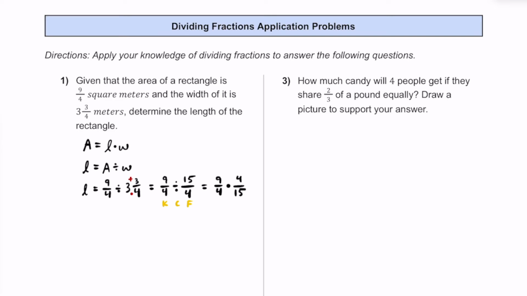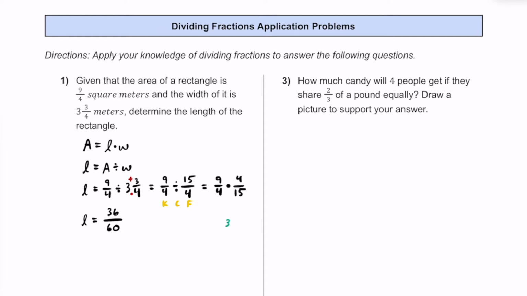All right, when we multiply fractions, what's nice about it is we can just go ahead and multiply the numerators together. So if we multiply 9 times 4, that's going to be 36 for the numerator. And then for the denominator, we just have this 4 times 15, and that's going to be 60. Okay, now we have this fraction here, and that is going to be the length of this rectangle, but I think we can go ahead and simplify this a little bit.